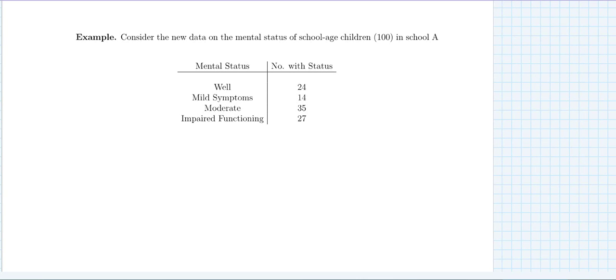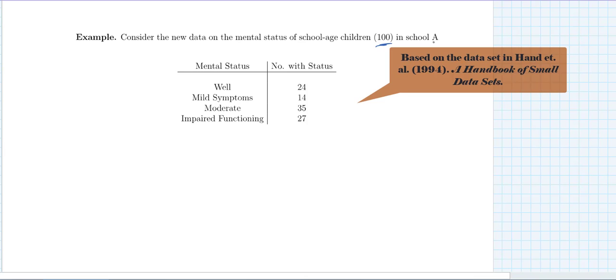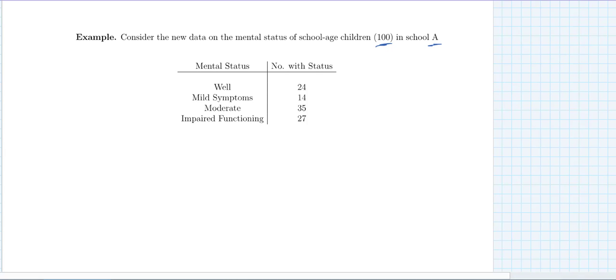So in this video, we're just going to work through an example using the information from the categorical variable video. Okay, so now we have a new data set. It's about the mental status of school-age children. We have 100 children, and they're from a random school called A. So let's just look at the table.